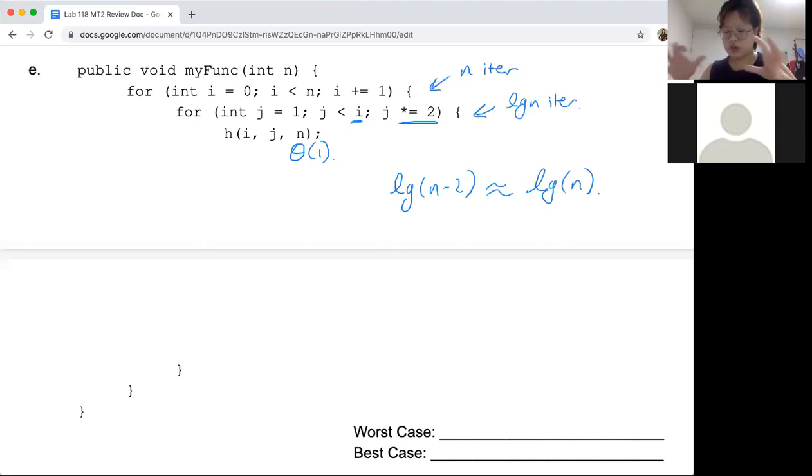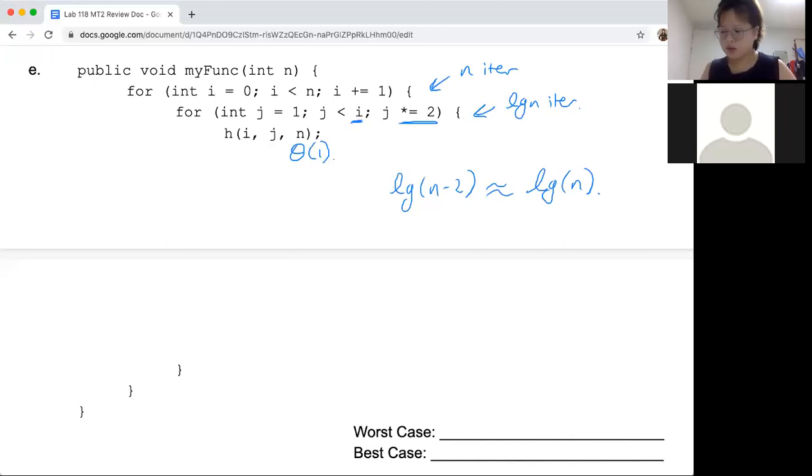Remember that for each iteration of the outer for loop, we have to iterate everything in the inner for loop. So that's going to be a times, not an addition. So in the best case, oh, and I forgot to mention, the worst case and the best case in this scenario are going to be the same.